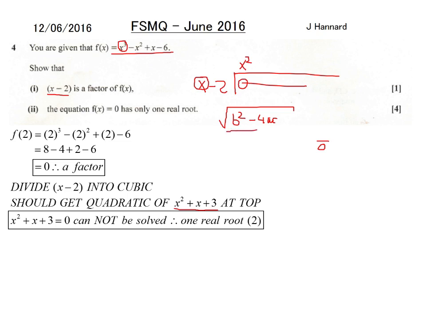So if you do a quick b squared minus 4ac, it'll be 1 minus 4 times 1 times 3, which is 1 minus 12, which is minus 11. Therefore b squared minus 4ac is less than 0, therefore it can't be solved. One real root, which is x minus 2.